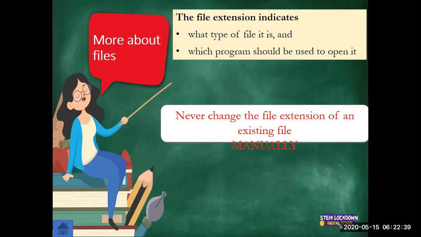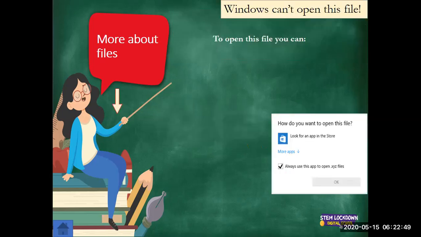Now, file extensions indicate what type of file it is and which program should be used to open it, like I said. So we don't have to change the file extension of an existing file manually. Okay, Windows can't open this file. For this file, you can see the list of suggested programs. So for example, how do you want to open this file? Then you have to go to more applications.